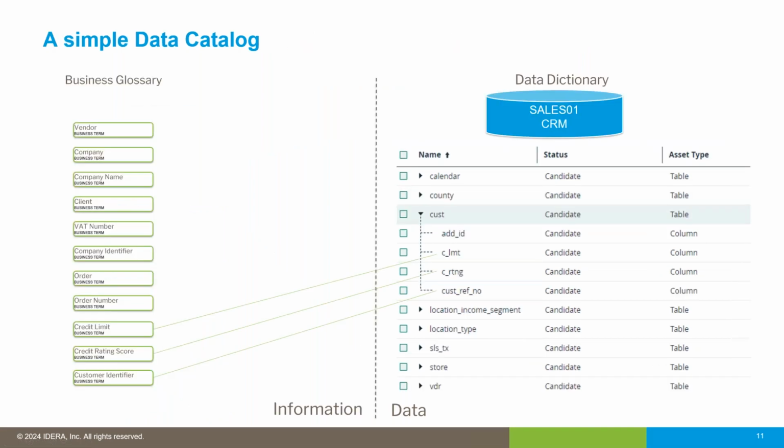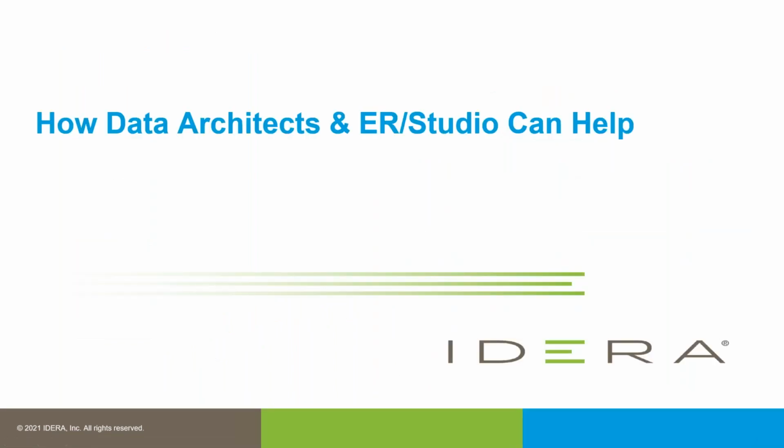Okay, so what I want to be able to do is to go through all of this reverse engineered schema data, this technical metadata, and start to classify it against our beautiful list of business terms. So again, we're going to need the human beings to help with this. And what I want to end up with is C_LMT attached to the business term credit limit, and C_RTNG is credit rating score. So that's going to be a challenge.